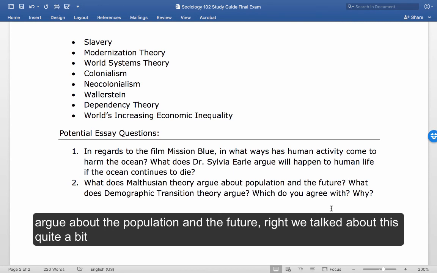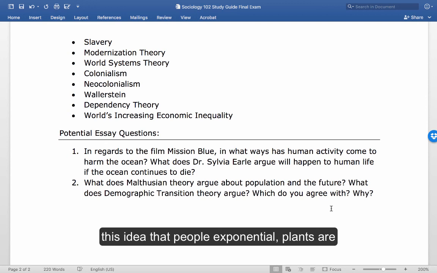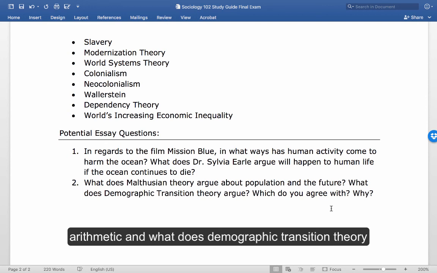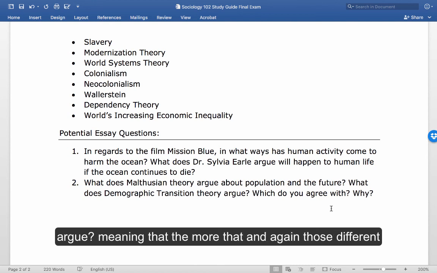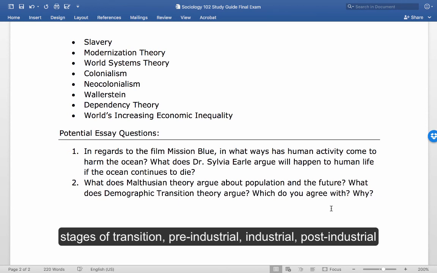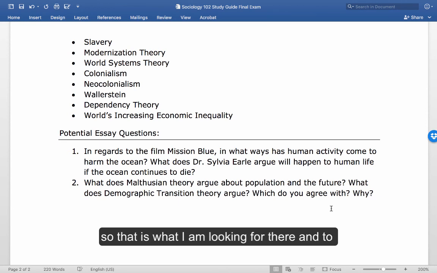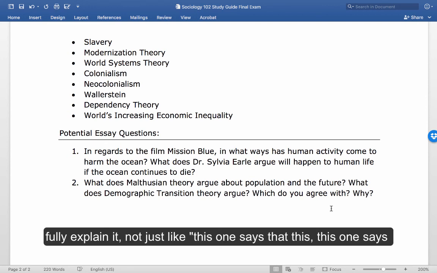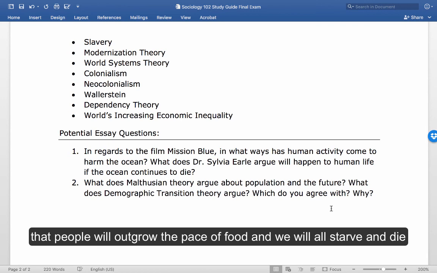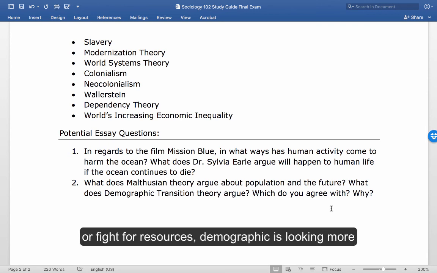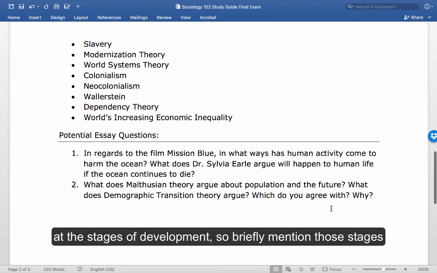What does Malthusian theory argue about the population in the future? We talked about this quite a bit. This idea that people grow exponentially, plants grow arithmetically, and what does demographic transition theory argue? Meaning those different stages of transition, pre-industrial, industrial, post-industrial. That's what I'm looking for there, and to fully explain it, not just this one says this, that one says that. I want you to explain Malthusian theory. He's arguing that people will outgrow the pace of food and will starve and die or fight for resources. Demographic transition is looking more at the stages of development, so briefly mention those stages.